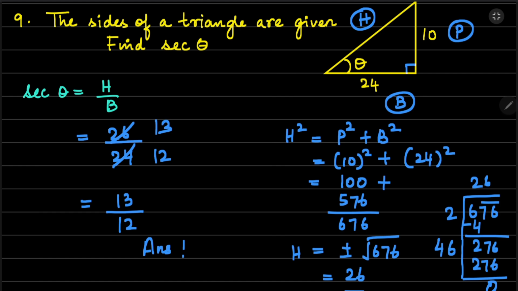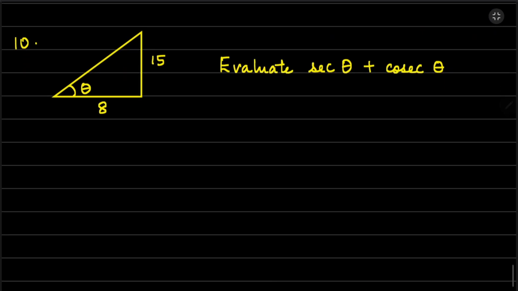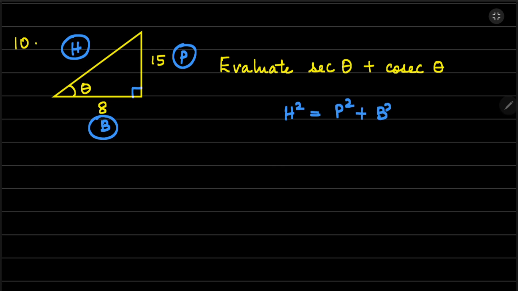Let's move on to the next question. Again, you're given a right angle triangle with two sides given. You're also told where is your reference angle. You have to find secant theta plus cosecant theta. Let's do it the same way. So this is your 90 degrees. So this happens to be a hypotenuse, perpendicular, and base. Okay, so let's calculate what h square is equal to, p square plus b square.